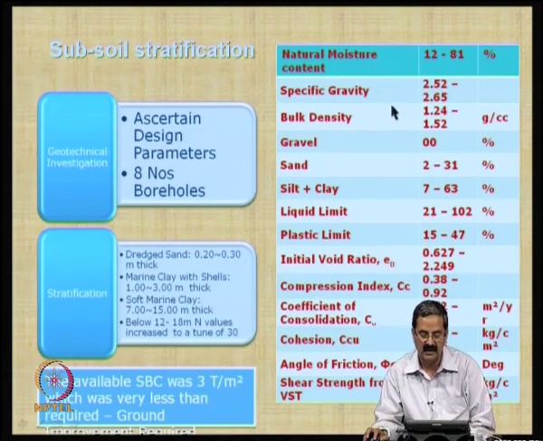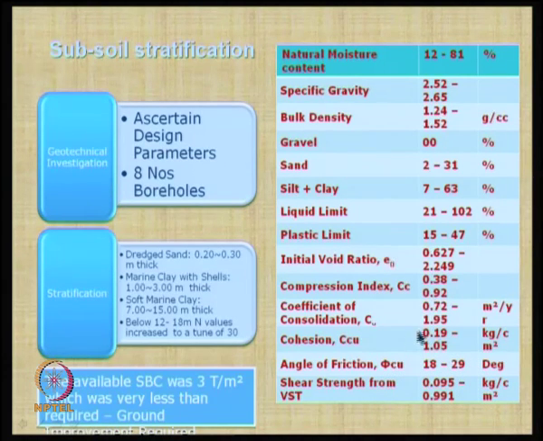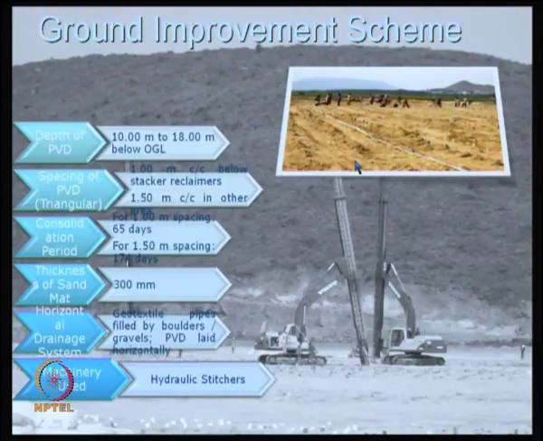Okay. So, what are the properties? You can see that the liquid limit is in the range of 21 to 102, the soil is more silty to clayey material, and the initial void ratios are 0.62 to 2.2. Compression index is given as 0.38 to 0.92, coefficient of consolidation values, cohesion values, and friction angles are given. So, essentially a lot of information is available.